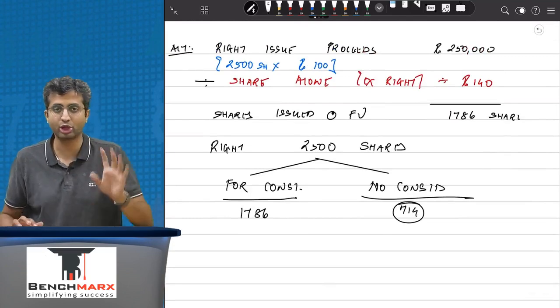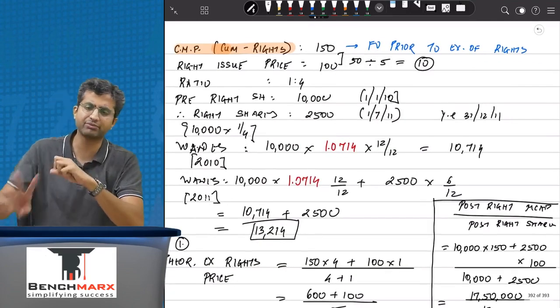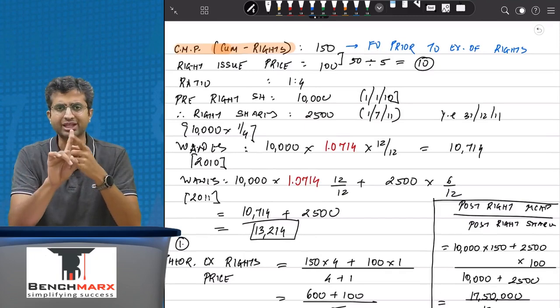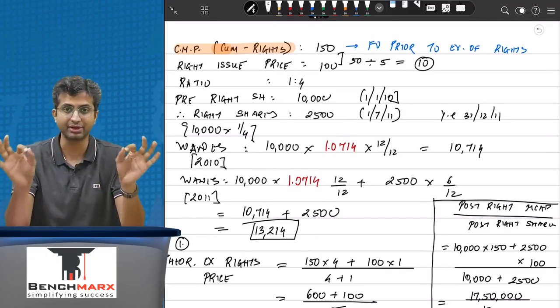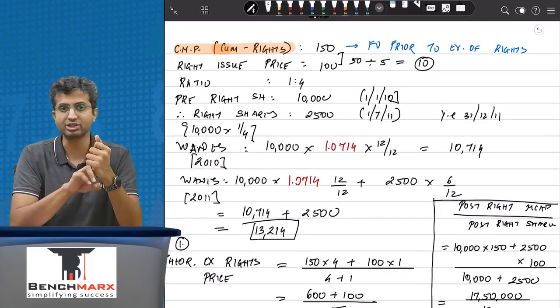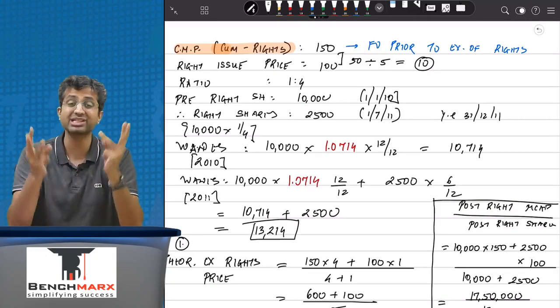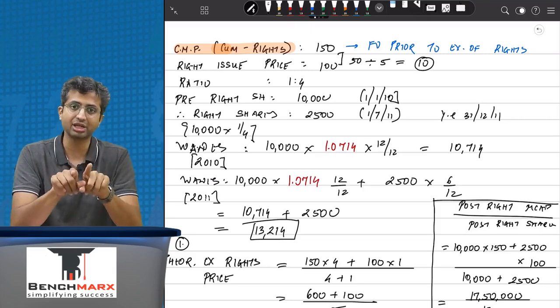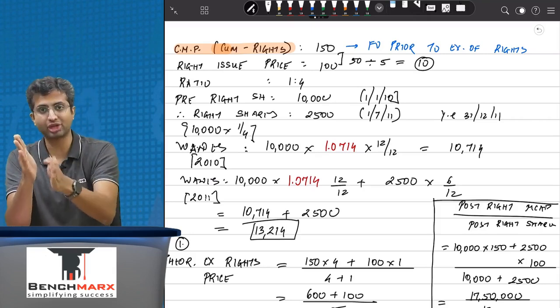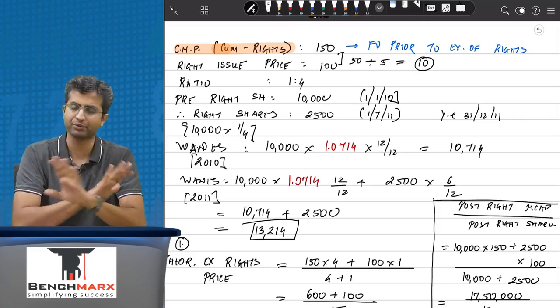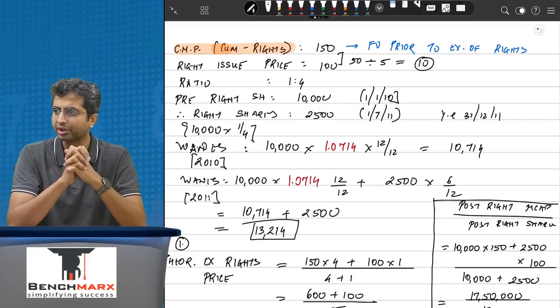No one is going to ask you the logic. You just have to be able to answer correctly, which is by 3 steps. Step number 1, calculate the theoretical X rights price, that is the weighted average price. Step number 2, the rights adjustment factor, that is the fair value prior to rights upon the theoretical X rights price. Third step, multiply the RAF that you have determined to all the share issues that have happened prior to the date of rights, and you are sorted.